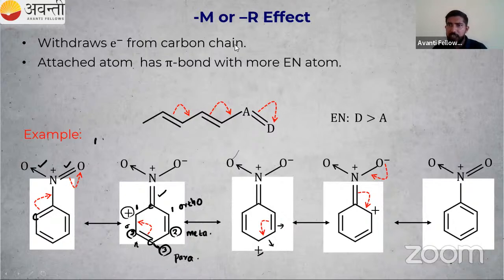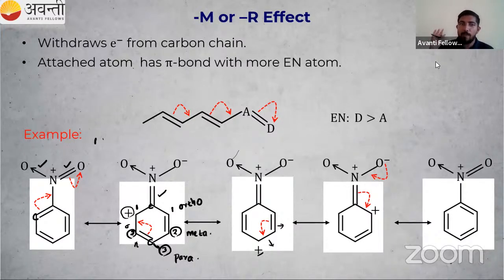So observe all these resonating structures. Positive charge is present at which position? That is a question for you. There is ortho position, there is meta position, there is para position. So in these resonating structures, positive charge is present in which of the following positions?